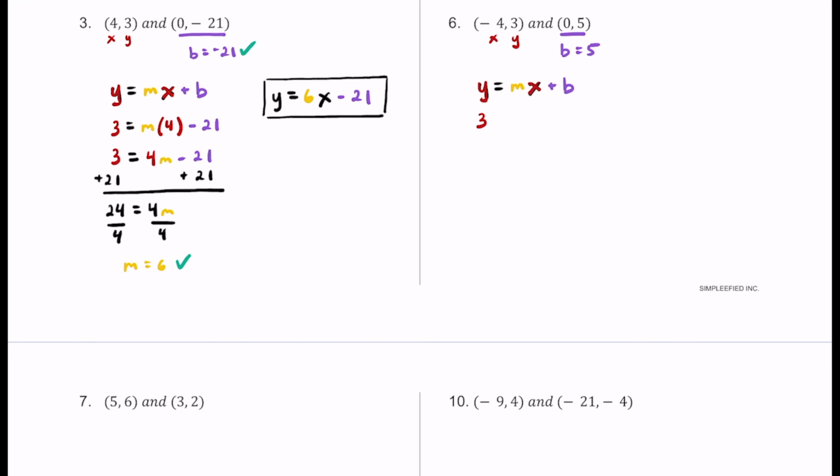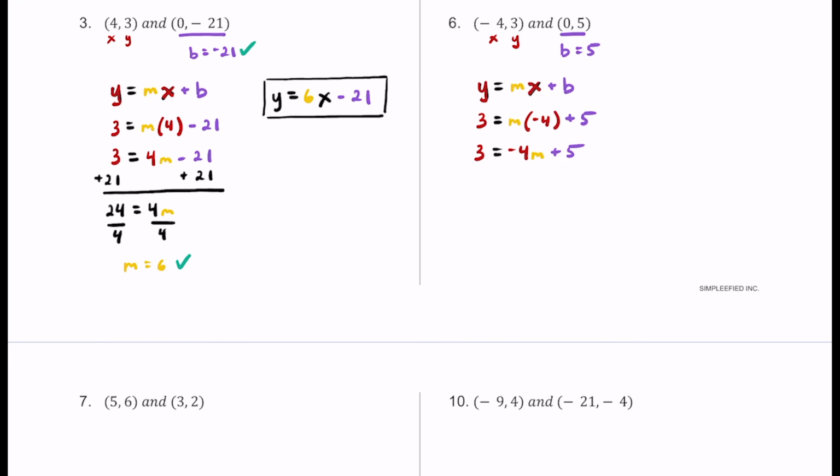So we're going to have 3 is equal to, and let's make m what? We're going to solve for m, so keep that the same. X is going to be negative 4, so we'll multiply by negative 4. And b is 5, so let's do plus 5 here. We have 3 is equal to negative 4 times m, which is just going to be negative 4m. And then we're going to add 5 on afterwards. And let's solve for m.